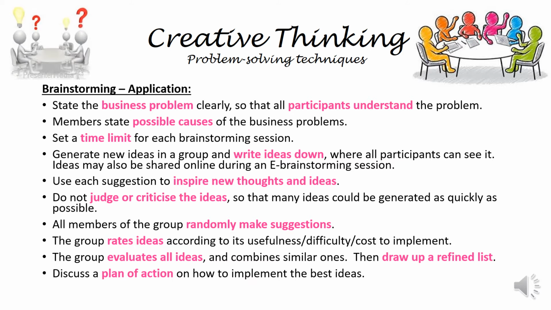Right, then we need to discuss a plan of action on how we're going to implement the best ideas. Okay, so we have a defined list. We need to decide which ones are the best ideas according to our group. And then we have to decide a plan of action. How are we actually going to implement this solution in the business?